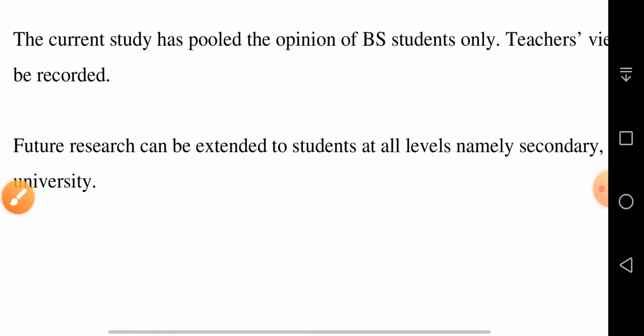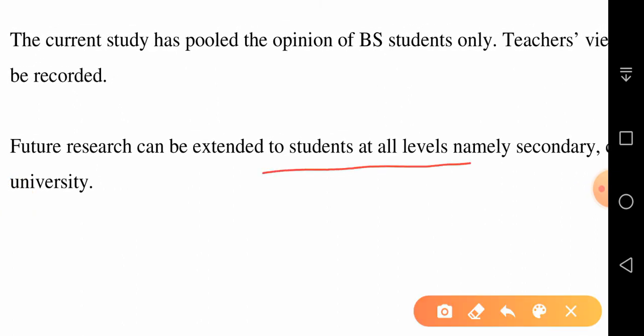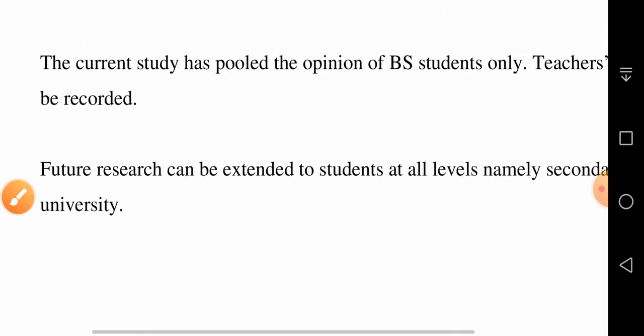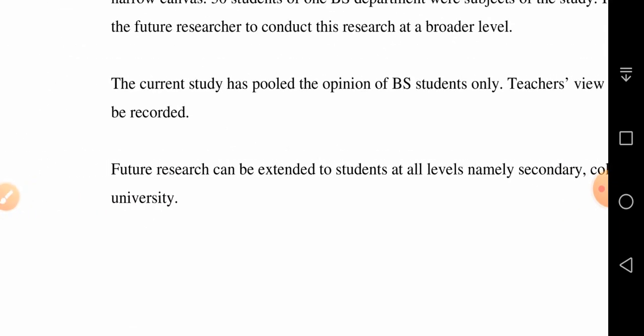Future research can be extended to students at all levels, namely secondary, college, and university. This research was confined to investigating inhibiting factors of BS students. So this area has been left unexplored, and future researchers should go to these areas.